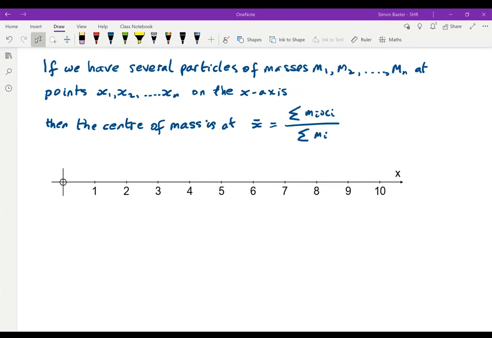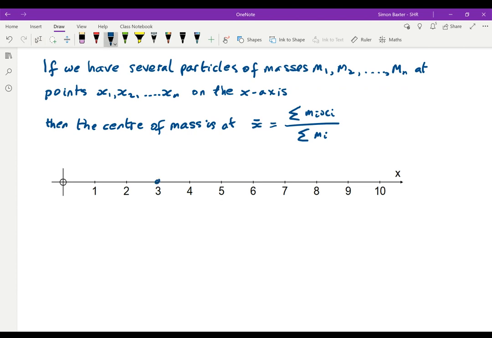In this video, we're going to look at what we mean by center of mass. Let's suppose that we have several particles of masses m1, m2, and mn at points on the x-axis x1, x2, up to xn. Then we say that the center of mass is at x bar, which is sigma mi xi divided by sigma mi. Let's have a look and see what this means.